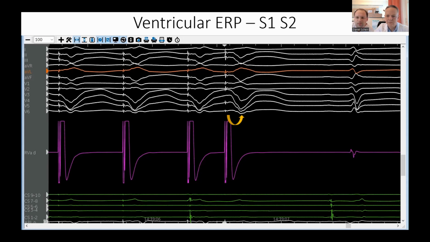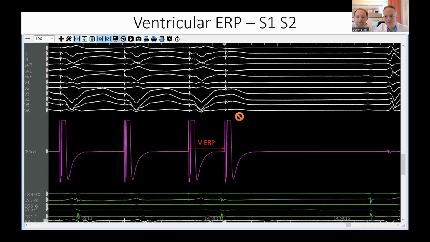Measurements of AV node ERP and His-Purkinje system ERP are taken from responses in the His bundle electrogram and additional assessments of ECG. Increases in sympathetic tone significantly shorten AV node ERP. It also shortens ventricular ERP, but on the other hand, atrial ERP usually gets slightly prolonged. Parasympathetic tone, of course, has the opposite effect.